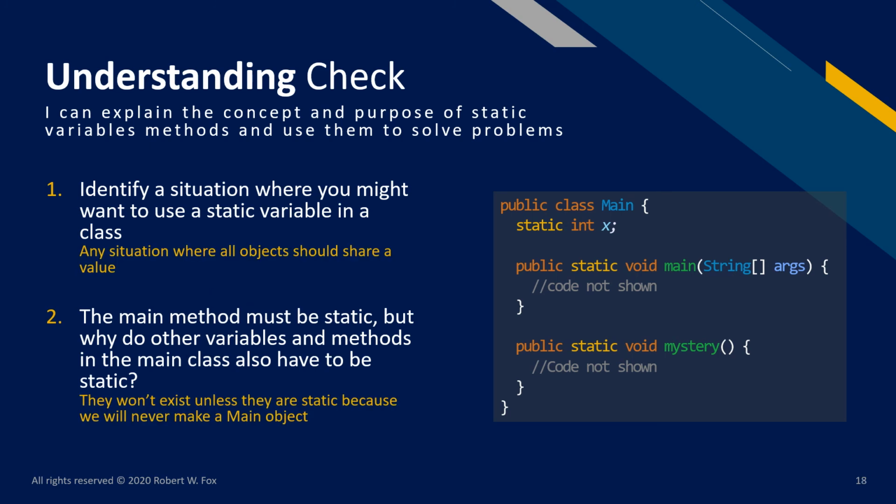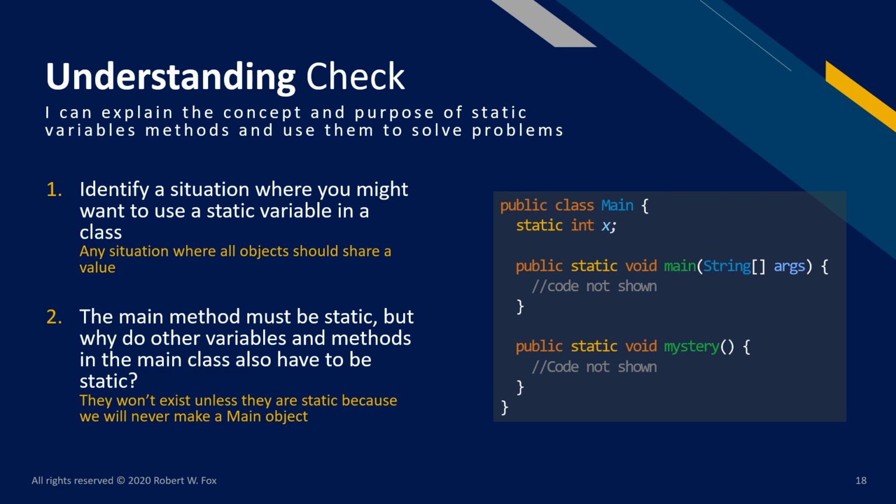For number one, a situation where we might want a static variable. Well, there's probably two things. One would be if we want to have access to a variable, but we don't want to have to make an object of that class. That would be static. The other thing would be if we wanted all the objects of a class to share a value. And we saw that with the bank account where we made the balance static. In real life, probably not desirable to have everybody share the same bank account balance, but it was memorable and it illustrated the point.